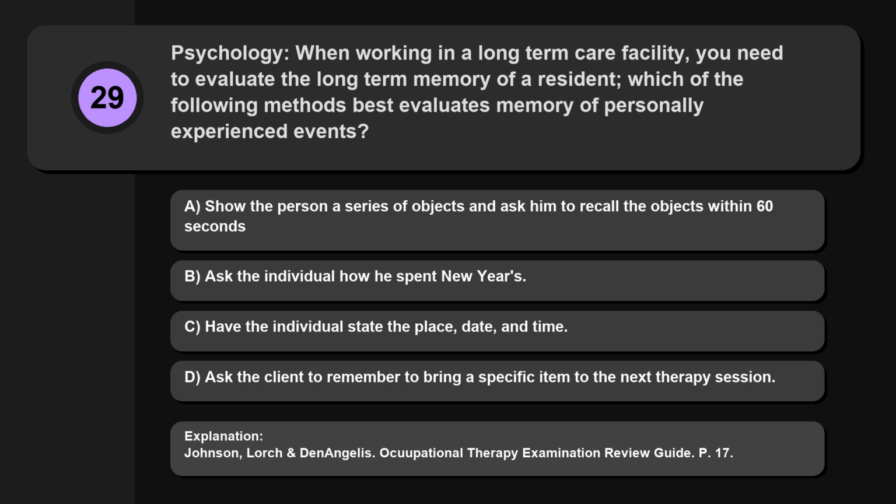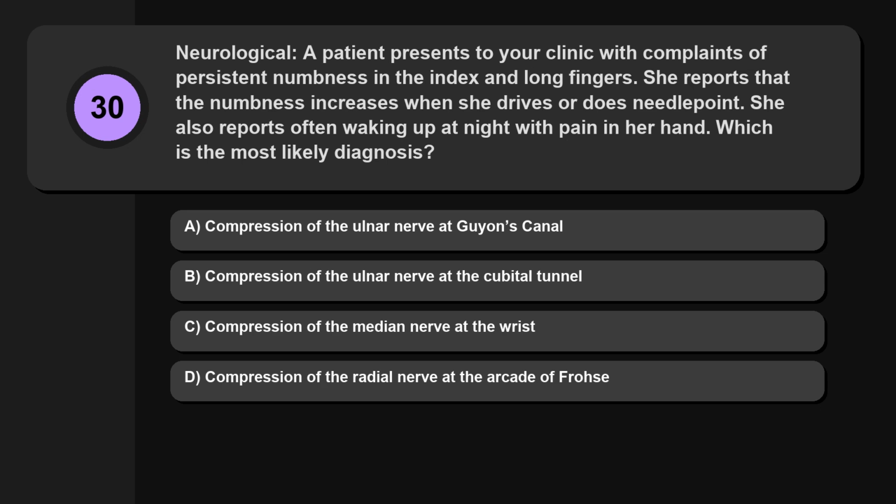Johnson, Lorch and DeAngelis, Occupational Therapy Examination Review Guide, p. 17. Question 30. Neurological. A patient presents to your clinic with complaints of persistent numbness in the index and long fingers. She reports that the numbness increases when she drives or does needlepoint. She also reports often waking up at night with pain in her hand. Which is the most likely diagnosis?